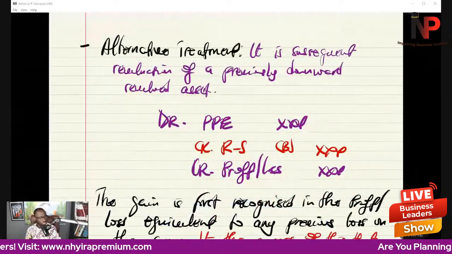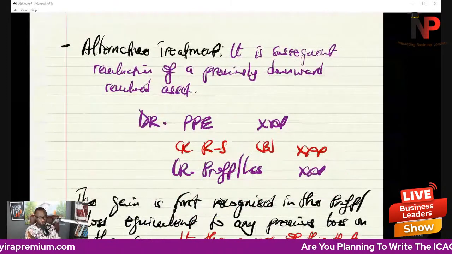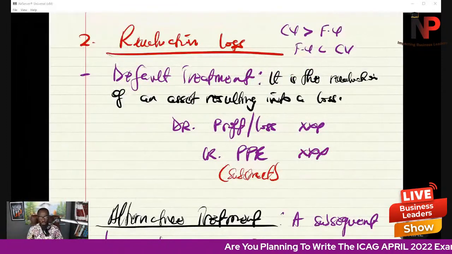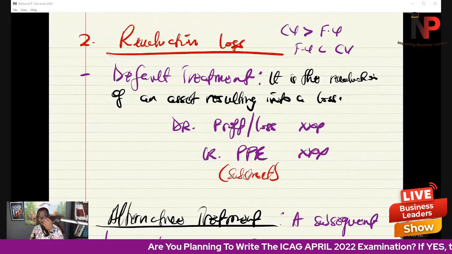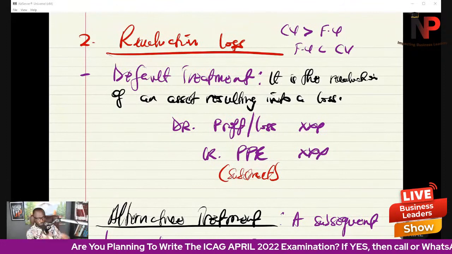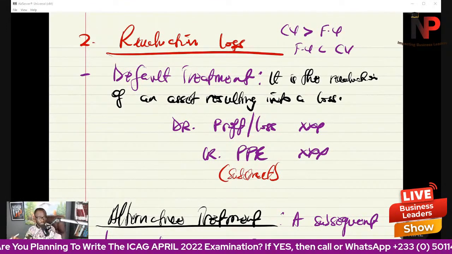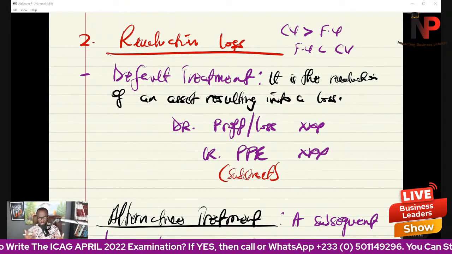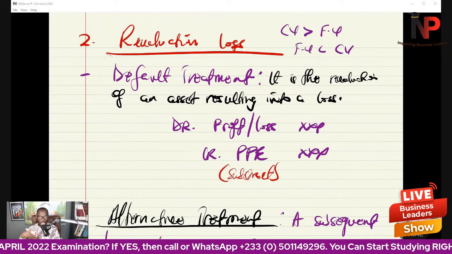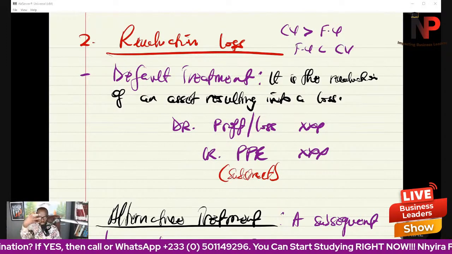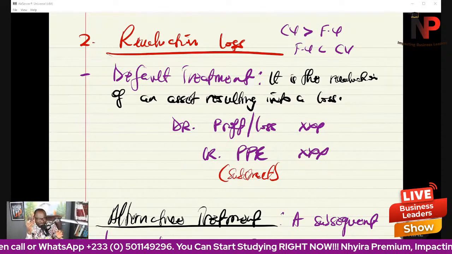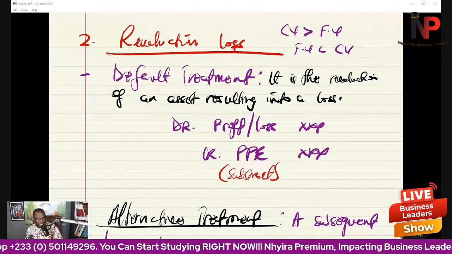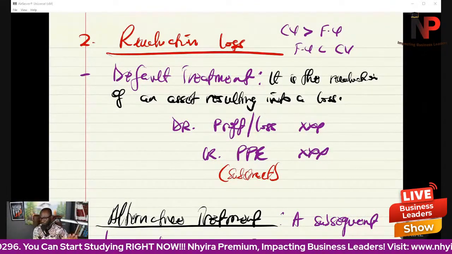But before I come to the alternative treatment, let me take you to revaluation loss. Now, when there is a revaluation loss, also two things will come on board. There could be a default treatment, or there could be an alternative treatment. But then there is a revaluation loss when the fair value, the amount at which the asset is being sold currently, is less than the carrying amount of the asset.